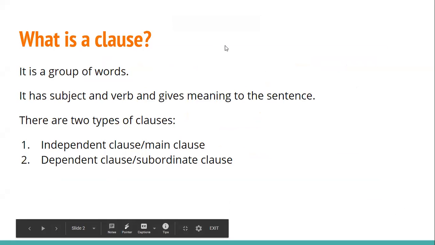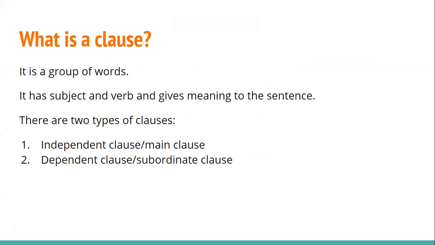So before we get started, what is a clause? In brief, we can understand a clause as a group of words that has a subject, a verb, and gives meaning to the sentence. There are two types of clauses: independent clauses, also known as the main clause, and dependent clauses, also known as the subordinate clause.